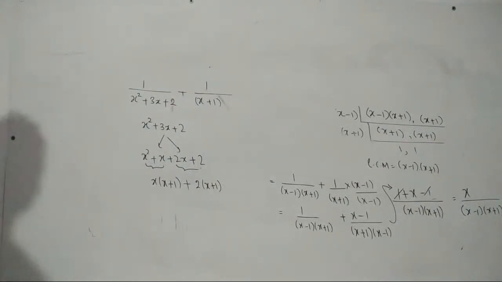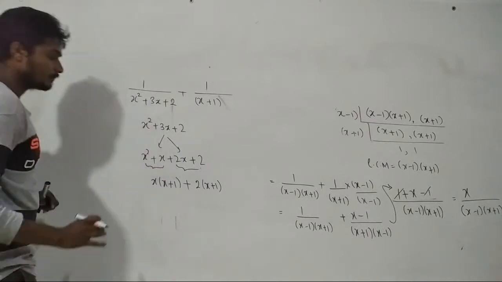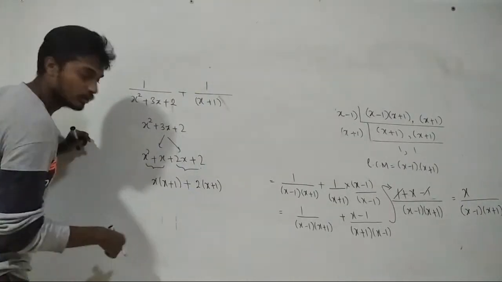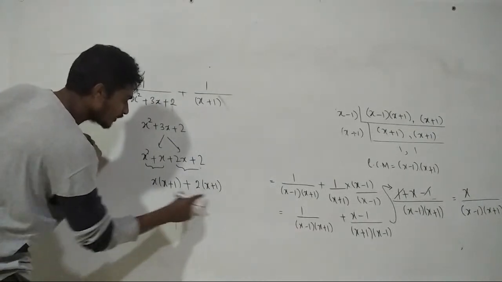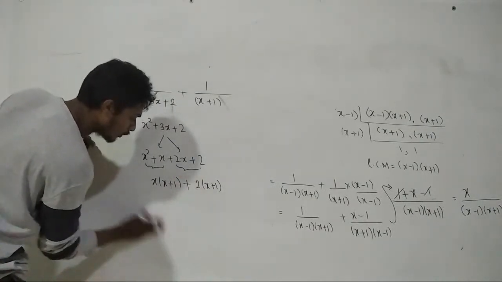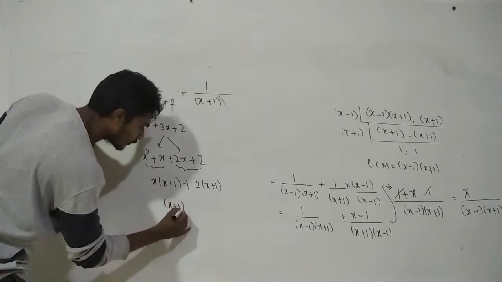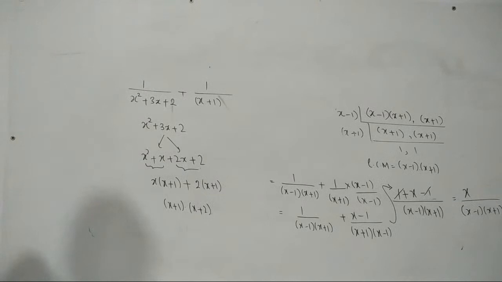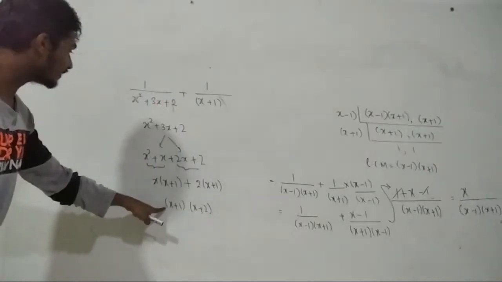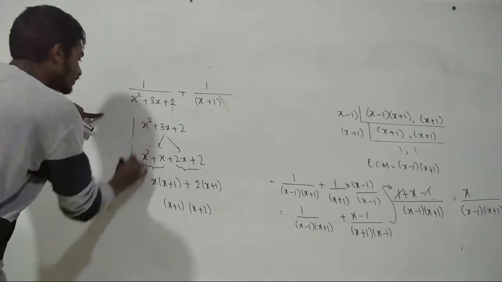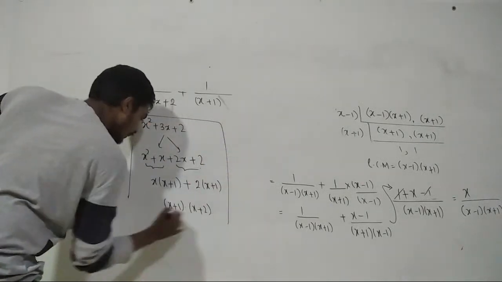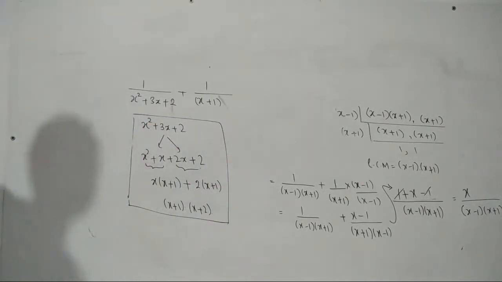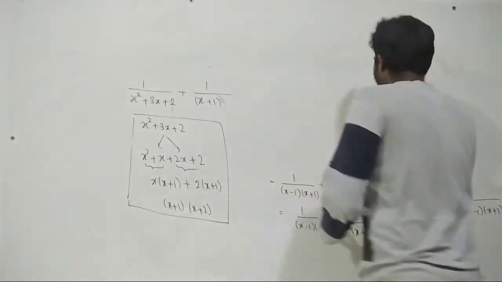Alright friends. Now you have x into x plus 1 and you have 2 into x plus 1. So for both of these two, x plus 1 is common. So take x plus 1 out of the bracket. So when you take x plus 1 out of the bracket, you're going to have x plus 1 into x plus 2. So the factors of x squared plus 3x plus 2 is going to be x plus 1 into x plus 2. So guys, now the problem is quite easy for us.